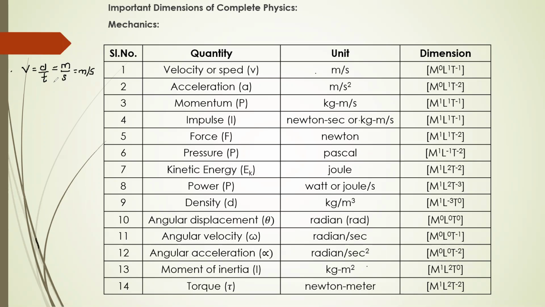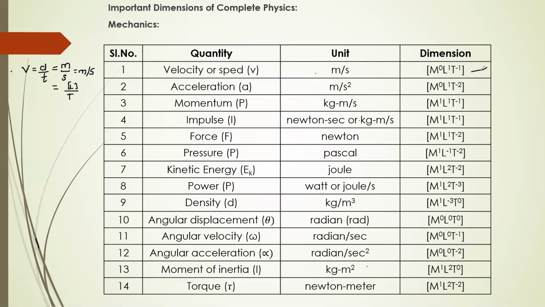Then the dimensional formula for distance is taken as L and for time it is taken as t. Therefore the dimensional formula becomes M raised to 0, L raised to 1, t raised to minus 1. That is for velocity or speed. Then next we have acceleration. For acceleration the unit is meter per second square, that is M raised to 0, L raised to 1, t raised to minus 2.